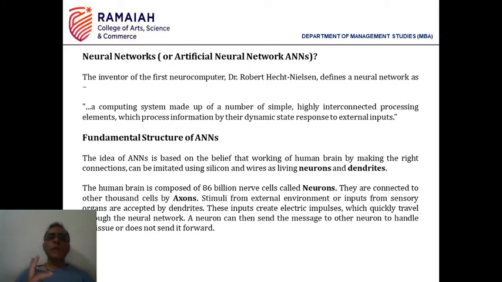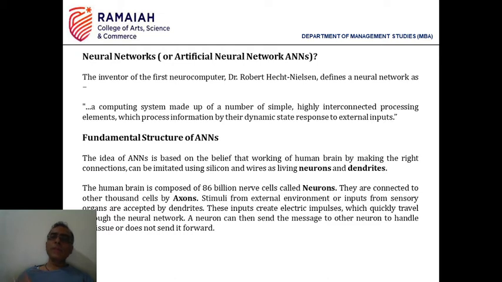Now, if you look at the fundamental structure of ANN, the idea of artificial neural network is based on the belief that the working of the human brain, by making the right connections, can be imitated using silicon and wires as living neurons and dendrites. The human brain is composed of 86 billion nerves, which are also referred to as neurons. Now they are connected to another 1,000 cells by axons.